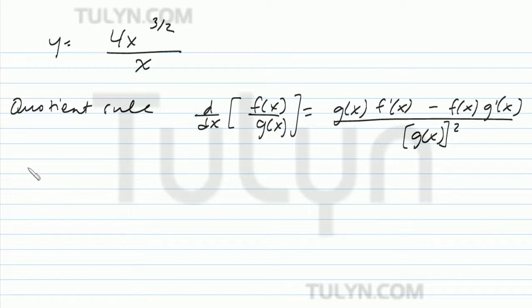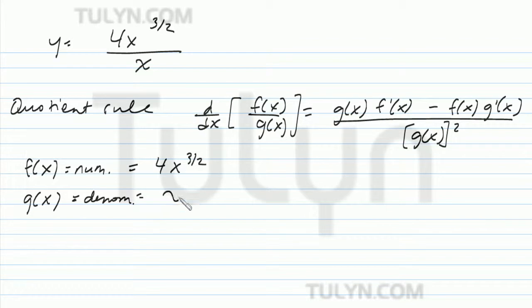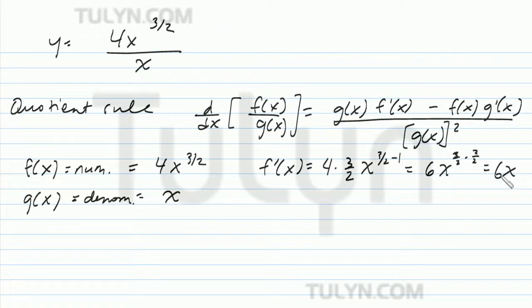And that's going to be, your f of x is your numerator, which is equal to 4x to the 3 halves power, and g of x is your denominator, and that's equal to x. And f prime of x is equal to your coefficient times your exponent, so that's 4 times 3 halves x to the 3 halves minus 1, so that's going to be 6x to the 3 halves minus 2 halves, which is 6x to the 1 half power, and g prime of x is going to be equal to 1.